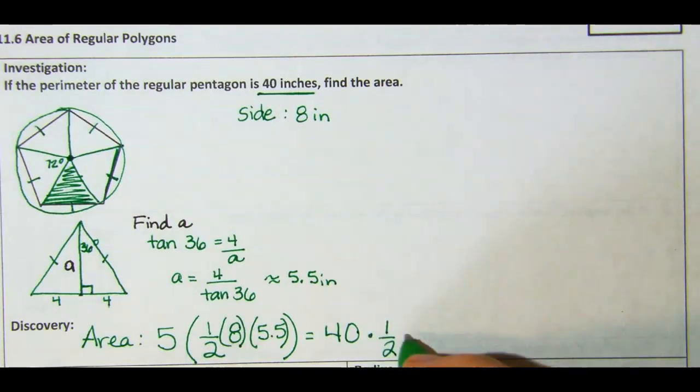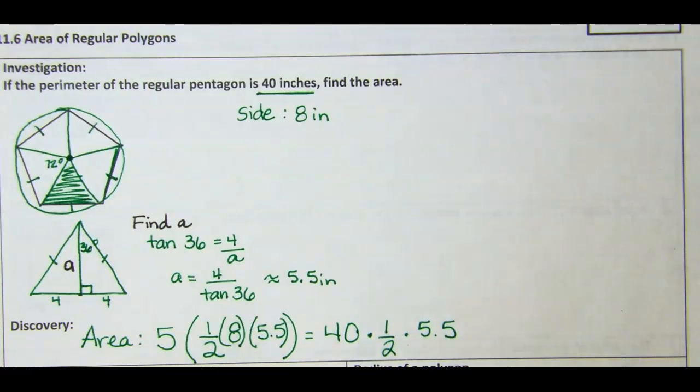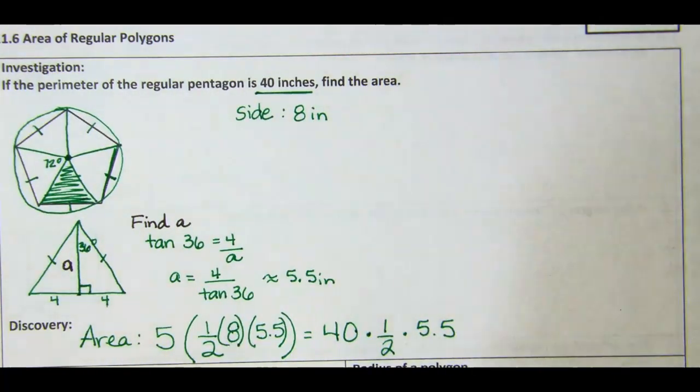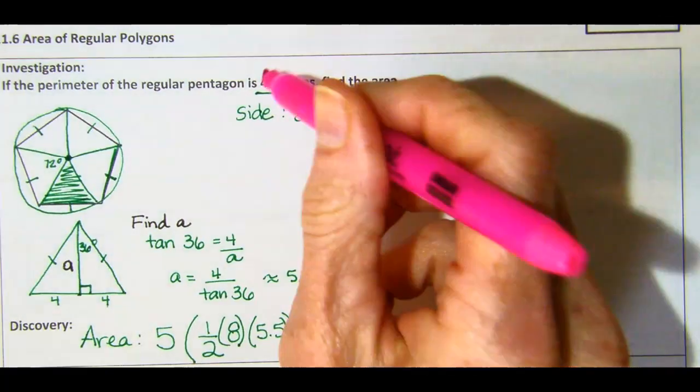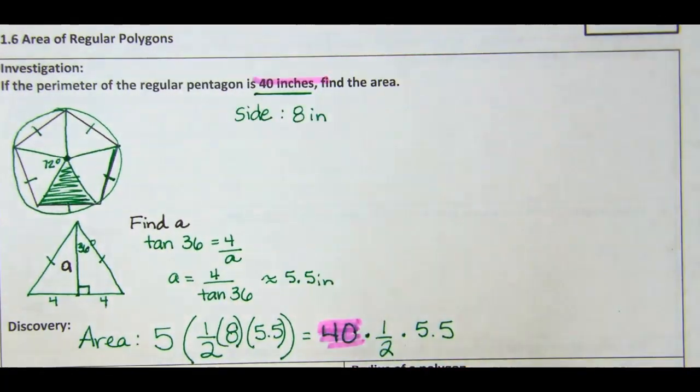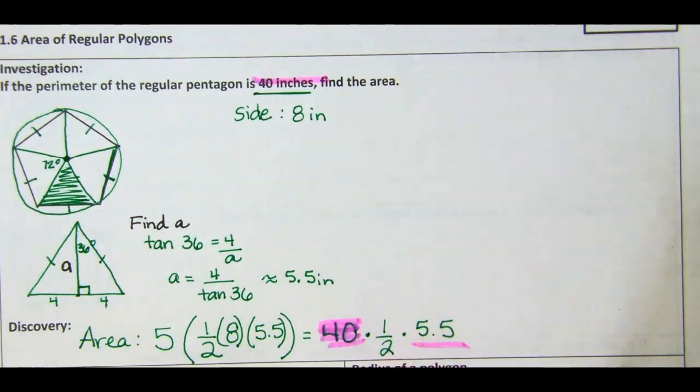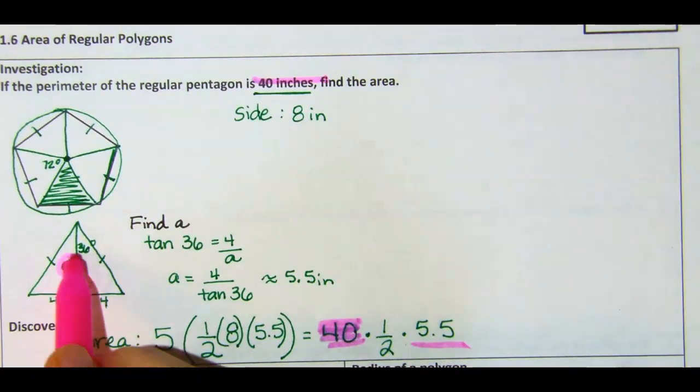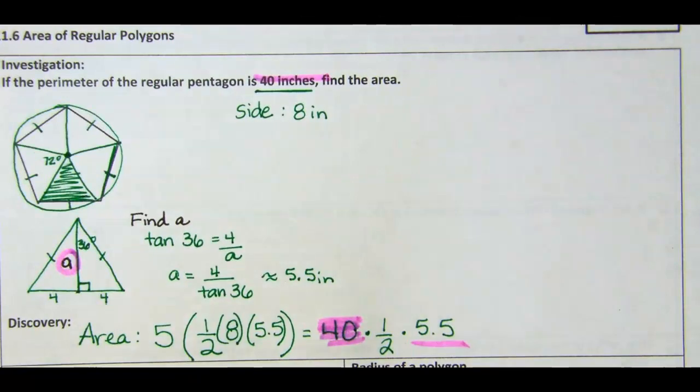And then we have a 5.5. Now there's a reason why I'm doing that. Okay, so I need you to notice some things here. So what exactly is the 40? Where did that 40 come from? Well, it came from the very original problem. That was the perimeter. Where did this 5.5 come from? It came from this A. You're going to learn that A has a special name.